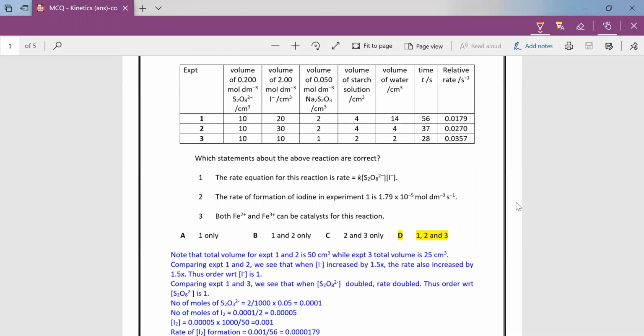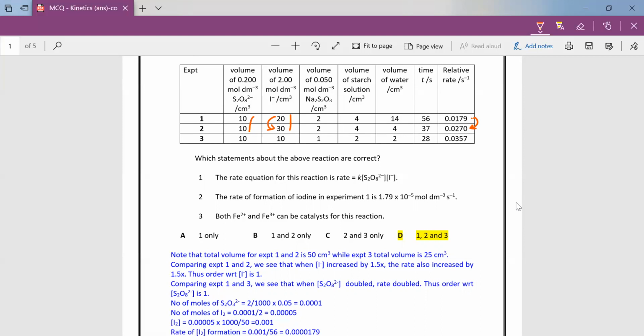Yeah, I think the tricky part here is, right, you must observe that the experiment 3, right, the total volume is actually 25 cm cube. All right, so when you compare experiment 1 and 2, you will realize that when the volume of I- increased by 1.5 times, right, the rate is also increased by 1.5 times. So order for I- is actually 1.